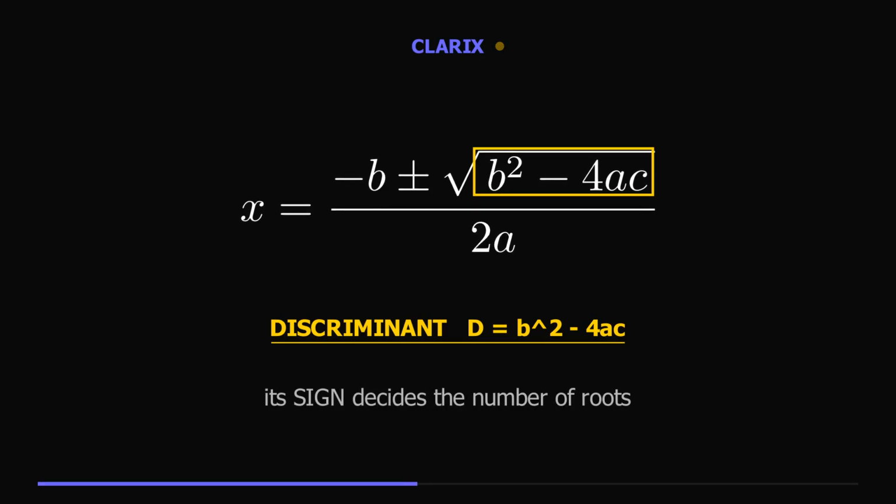Now look again at that number under the square root, b squared minus 4ac. It's so important it gets its own name: the discriminant, written as D. Here's the magic. You don't need to finish the formula to know what kind of roots you'll get. The sign of the discriminant tells you everything.